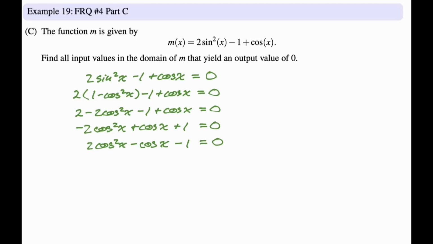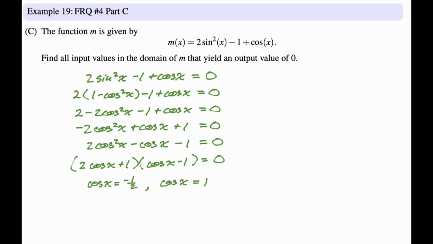Now I'm going to factor this thing, right? So 2 cosine squared factors into 2 cosine and cosine. I need to get a negative middle term, so it's going to go plus 1 minus 1 like this. And now we set each of the factors to 0, so either cosine of x is negative 1/2 or cosine of x is 1. We're solving for all values in the domain.